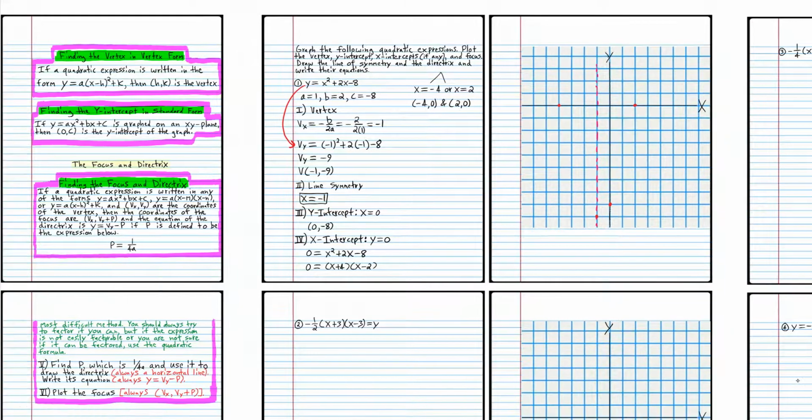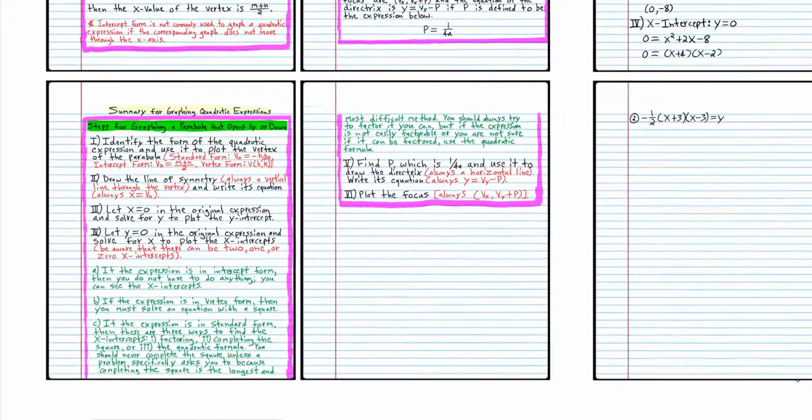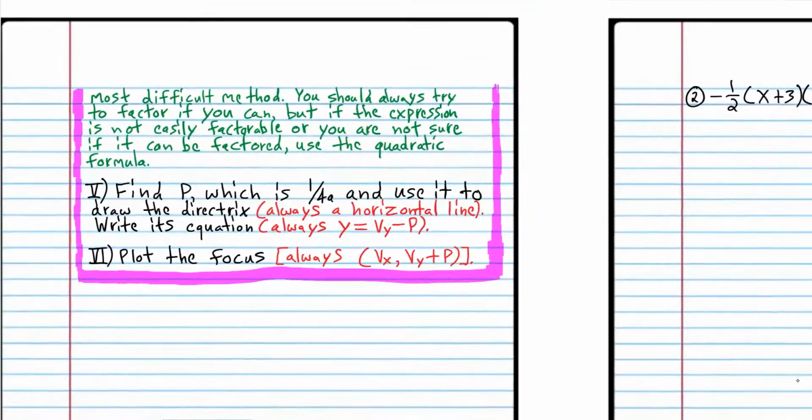All right, so we're moving right along here. We're on to step 5. So step 5 says find P, which is 1/4a, and use it to draw the directrix. I'm reading here. Okay, so the directrix is the next step. It's going to be step 5.